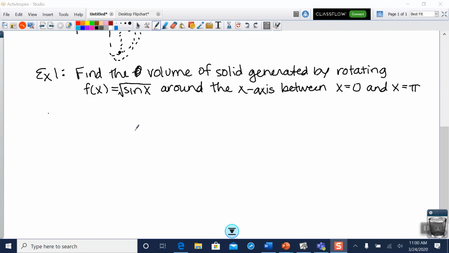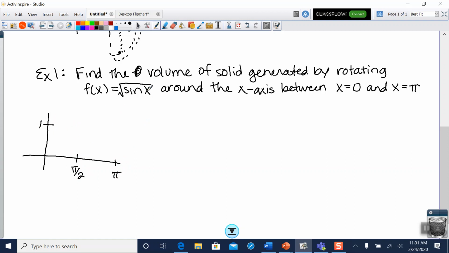Okay, so the question we want to answer is to find the volume of a solid generated by rotating our function f of x equals the square root of sine x around the x-axis. So the first thing we're going to do is graph this. I know it looks like a complicated function, but we're only going from 0 to pi. So if we just graph our important points into this function, we can get this graph relatively easily.